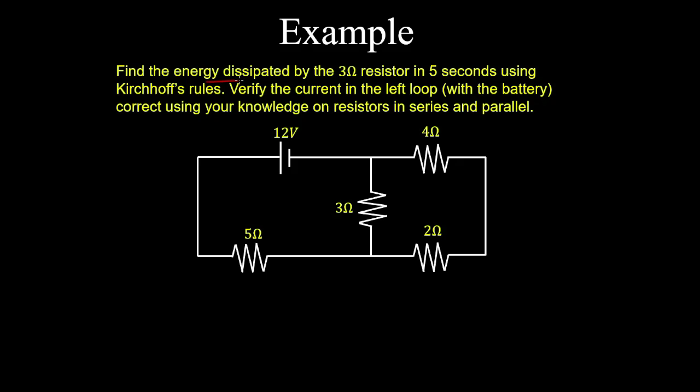Find the energy dissipated by the 3 ohm resistor in 5 seconds using Kirchhoff's rules. So let's do that first. So here we can see there are 2 loops, which we'll label A, B, C, D, and A. And we'll travel along this loop in the direction of conventional current. So we'll label the current in this loop as I1.